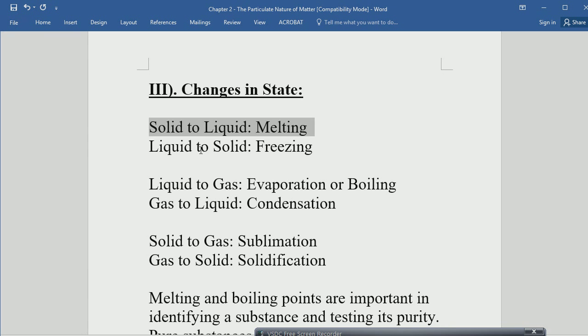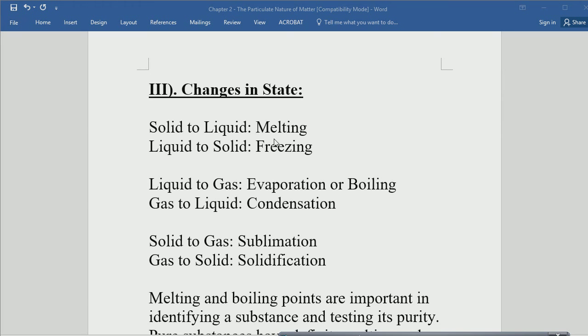Liquid to solid, okay, this is the inverse of melting. In melting we provide heat, the particles gain the heat, and the solid changes into liquid. When we decrease the heat of the particles, like particles in liquid state, the particles decrease their energy of movement and come near to each other, and when particles come near to each other, they gain their fixed position. Now this is known as freezing.